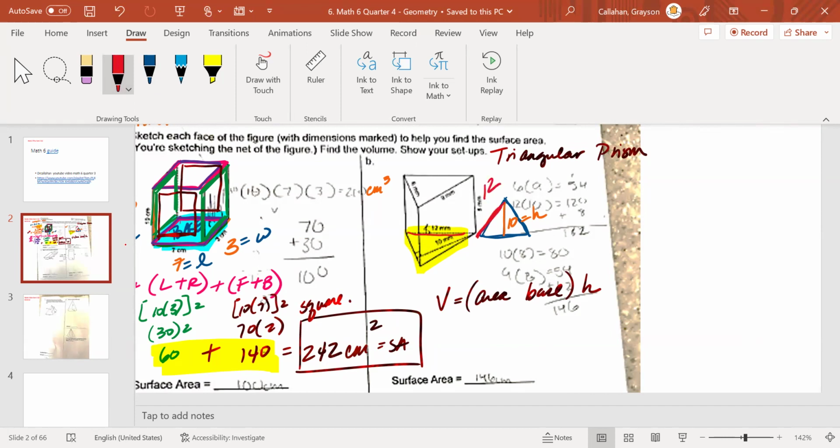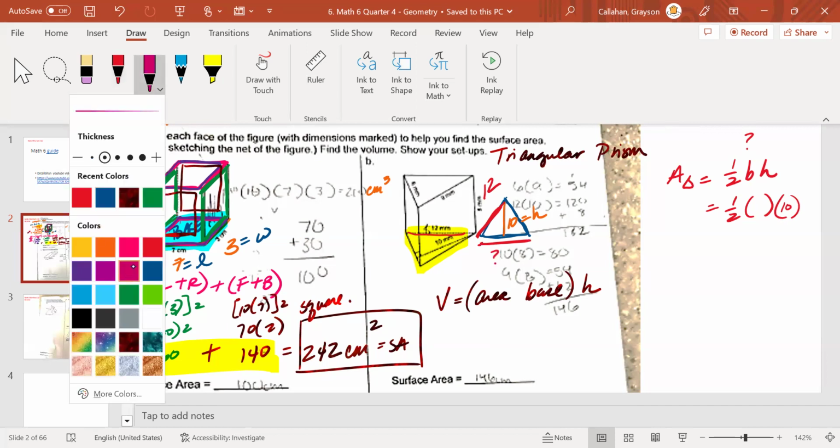Right? How do you find the area of a base? Area of a triangle is 1/2 base times height, right? So I have 1/2. I do have the height, which is 10, but then what am I missing? Do I know what the base is? Base is right here, so I don't know what the base is. But that 12 is going to help you, okay? And here's how it's going to help you.